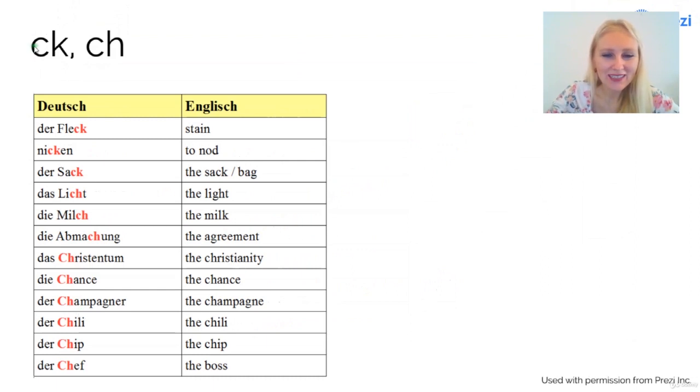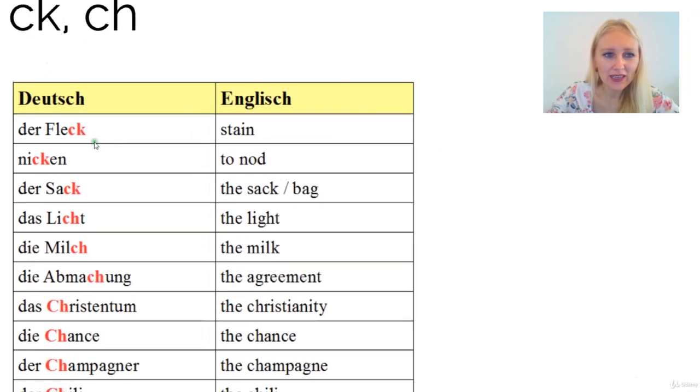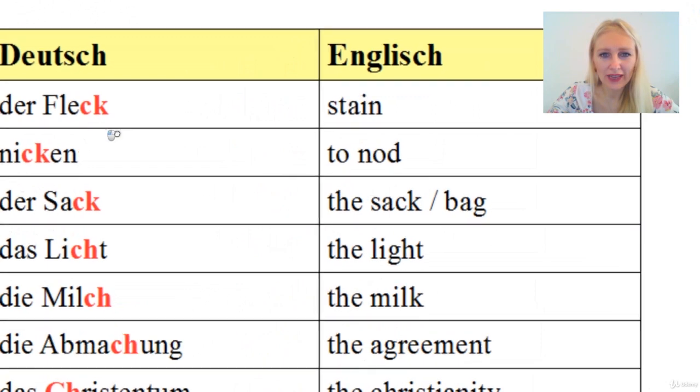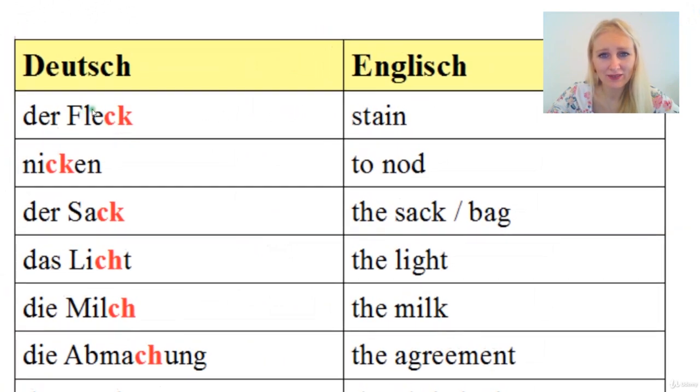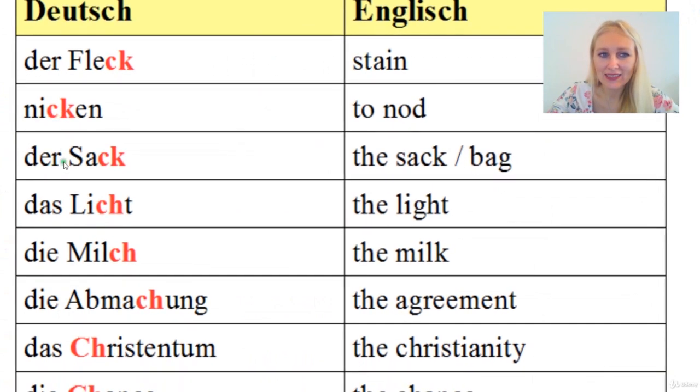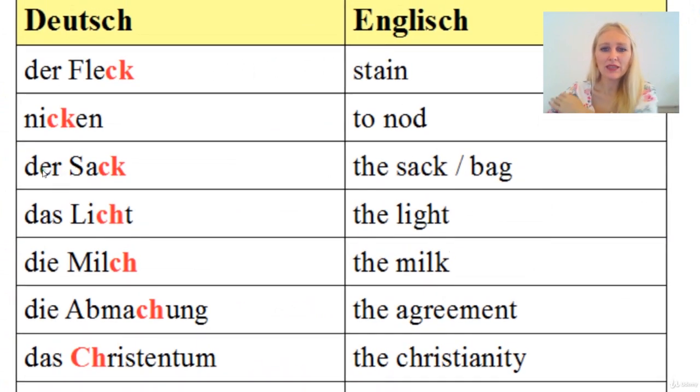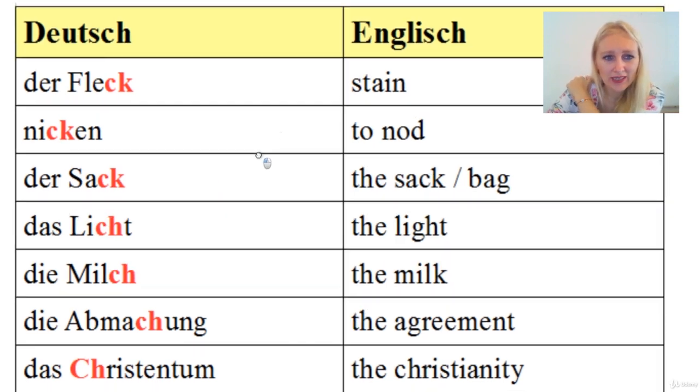Here we have CK and CH. Okay, this is what we have here. So the CK is just pronounced like a normal K basically. It's der Fleck. Okay, der Fleck. Nicken. Der Sack.